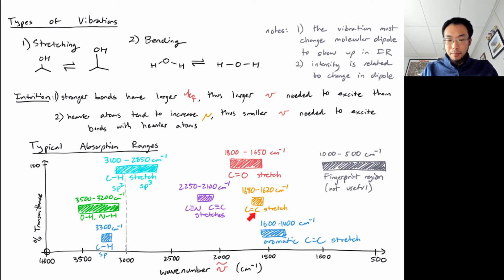As you go from carbon-carbon double bond to carbon-carbon triple bond, bond strength increases, so your frequency increases, so that's why this number is a little bit higher here. And then as the masses change, you start to increase in frequency again. Because hydrogen is so much smaller, that leads to a higher frequency.